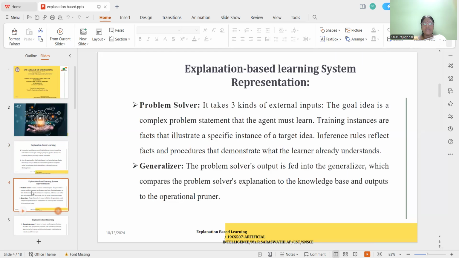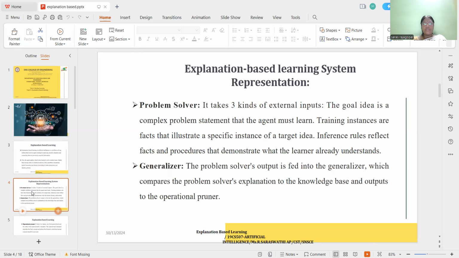The explanation-based learning system representation. In the representation, there are a problem solver and a generalizer. It takes three kinds of external input. The goal concept is a complex problem statement that the agent must learn. The training instances are facts that illustrate a specific instance of a target concept. The inference rules reflect the facts and procedures that demonstrate what the learner already understands.